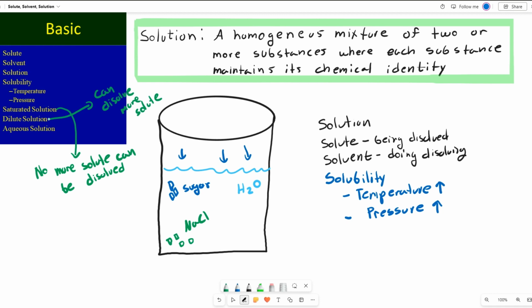And you can physically see if something is saturated or dilute by looking to see is there any solid particulate floating around in the solution. If there is, then it's saturated. If there's not, then it's dilute.